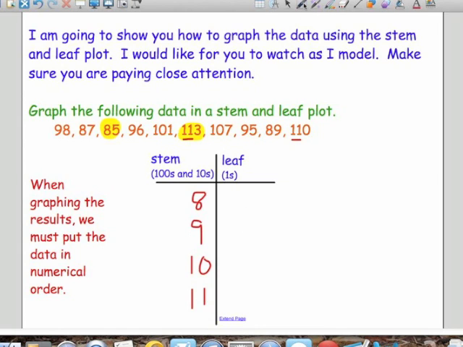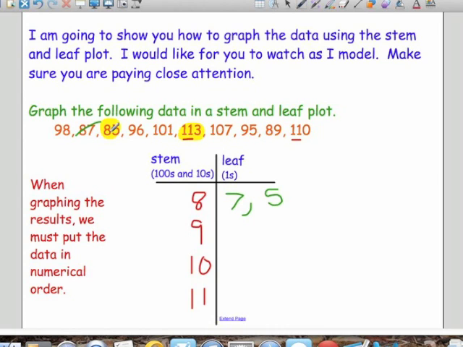Now the next step I'm going to do is make my leaves. So those are my stems. My leaves are going to come off them. If it has an 8 in the tens place, I'm going to make a leaf for it. So I'm going to look up here. Okay, we have an 87. So I'm going to put a 7 here as my leaf, and then I'm going to put a comma to separate it from my next leaf. And I can cross that out if I want to. 87. Then I have an 85.